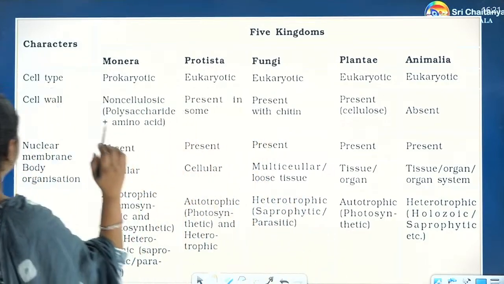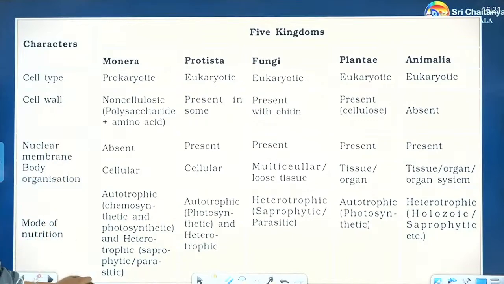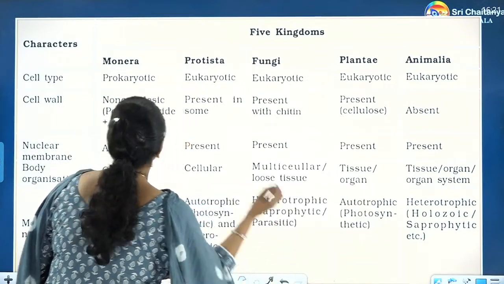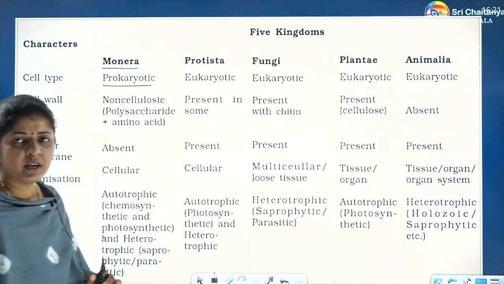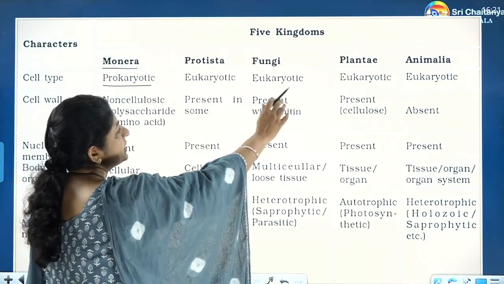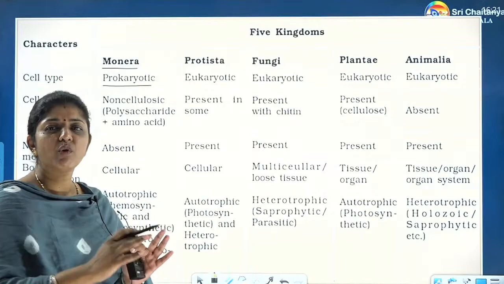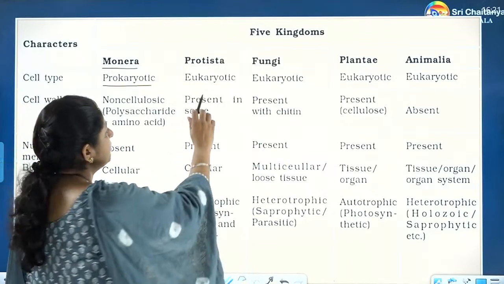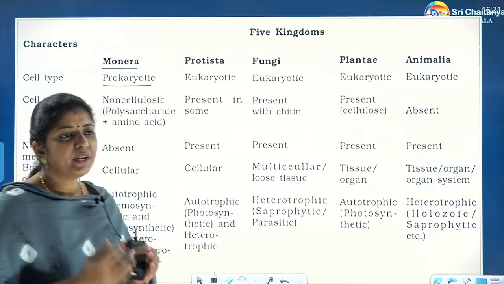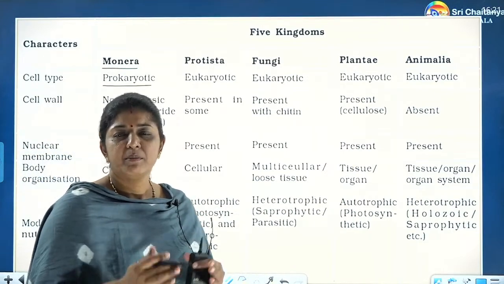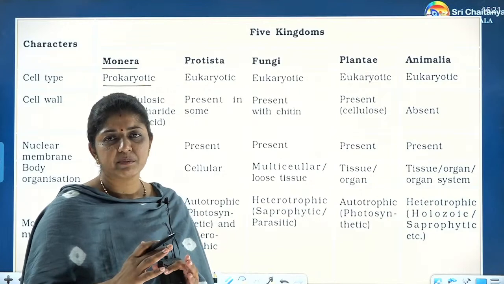Like here, first is cell type. Just now I said, in Monera what type of cell are they? Prokaryotes. Whereas in Protista, Fungi, Plantae and Animalia, all are what? Eukaryotes. That's why you will find the word eukaryotic in all the columns here. So gradually we are comparing all the five kingdoms, right?